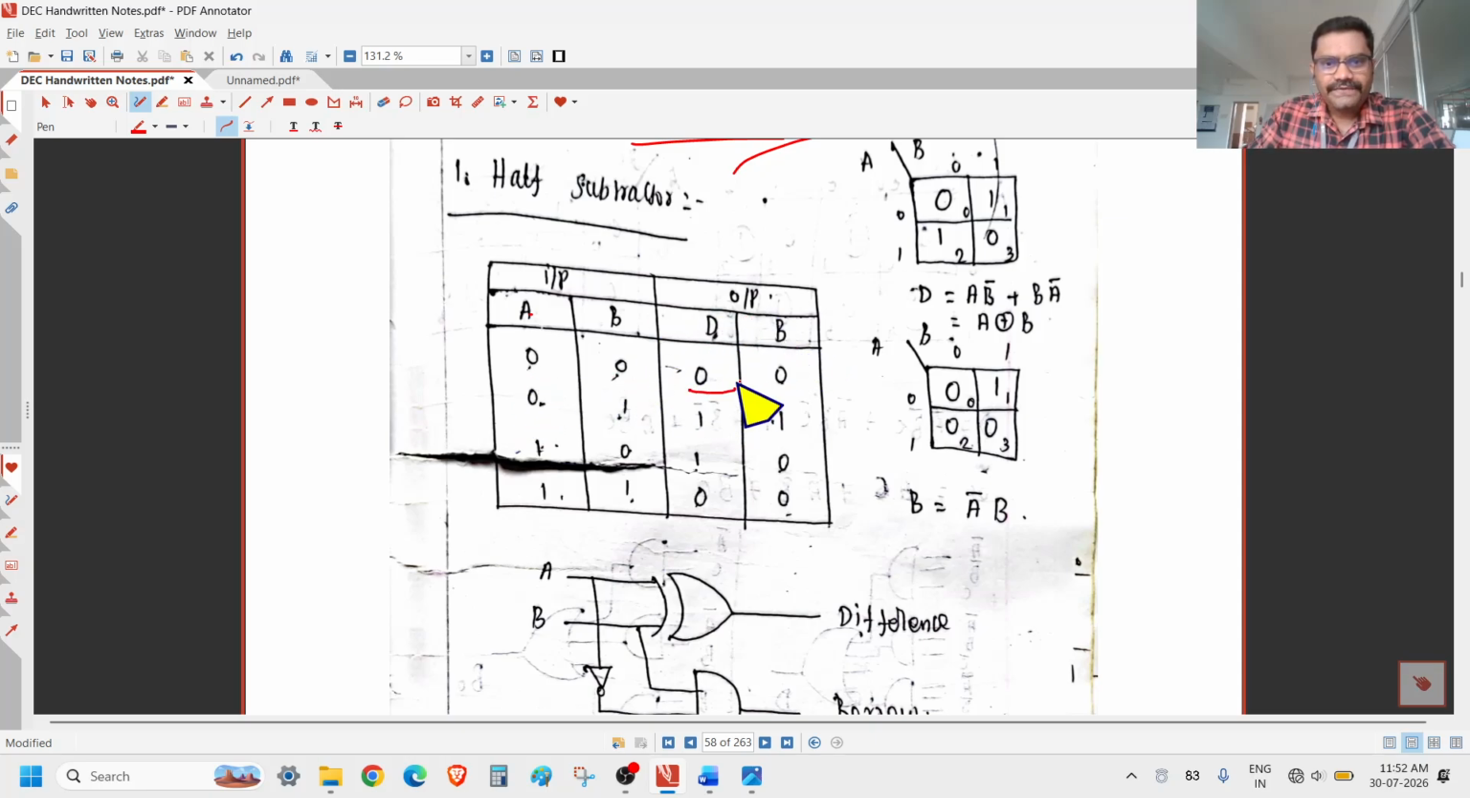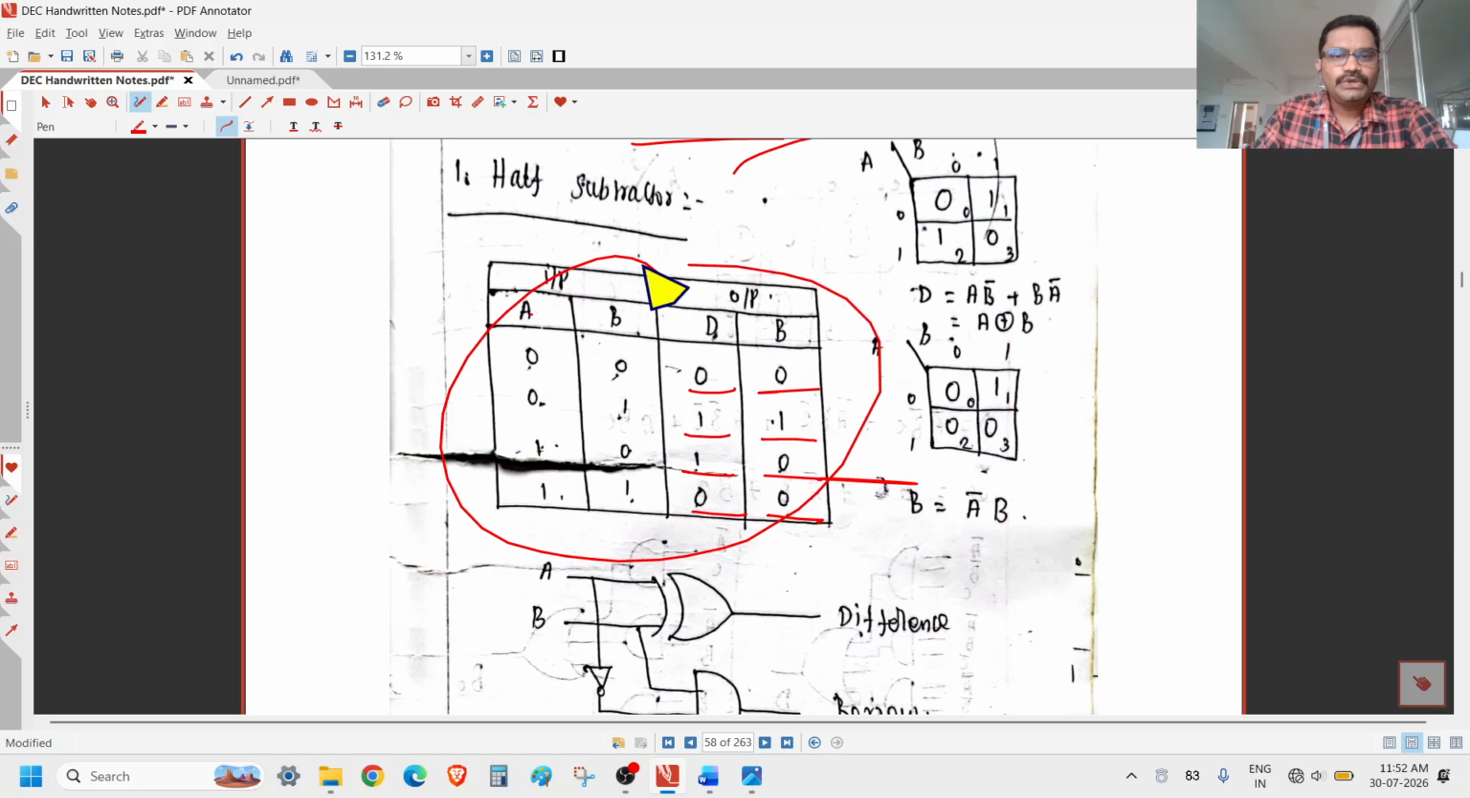So 0 minus 0, the difference is 0 and borrow also 0. 0 minus 1, difference 1, borrow 1. 1 minus 0, difference 1, borrow 0. And 1 minus 1, difference 0, borrow also 0. So this is the truth table of the half subtractor.